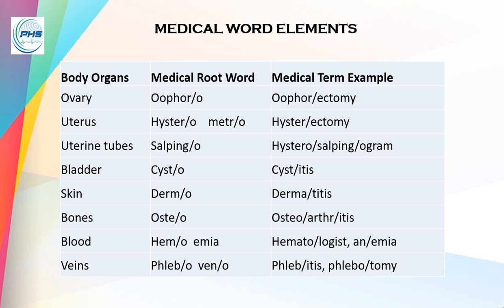Veins. The medical root word is phlebo and veno, or phleb and vene. The term examples we can consider are phlebitis and phlebotomy. Phlebitis is the inflammation of the vein. Phlebotomy is the process of making a puncture in the vein with a cannula for the purpose of drawing blood from the patient's arm typically.